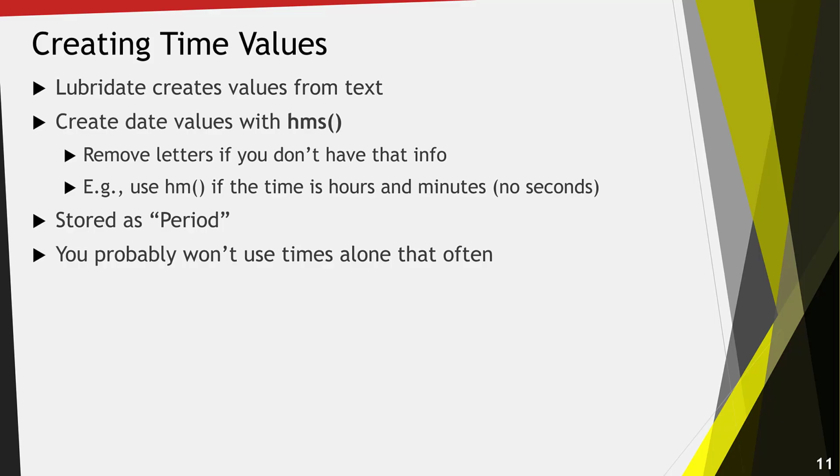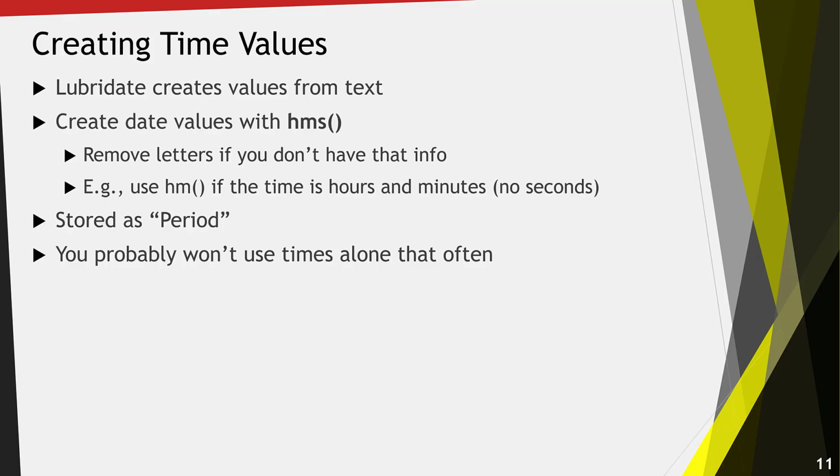The next data type in Lubridate is the time type. Again, Lubridate will make time values from text. Times are just hours, minutes, and seconds. So here the functions are of the form HMS, where H represents hours, M represents minutes, S represents seconds. You can remove letters from these functions if you don't have that type of information. So for example, the HM function will read a piece of text where time is in hours, the minutes are in there as well, but there are no second values. R is going to store this information as a period data type.